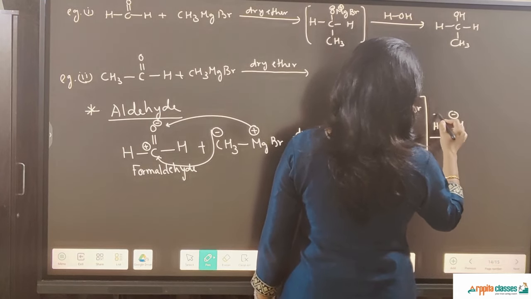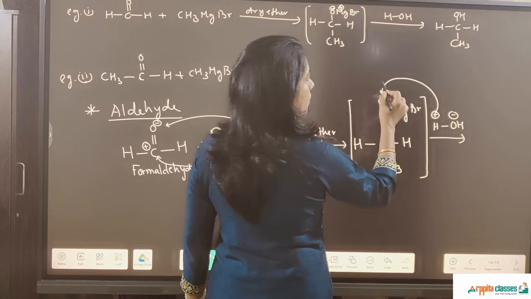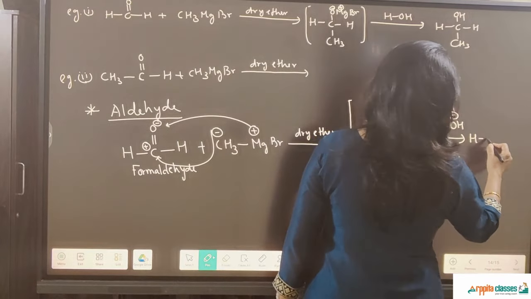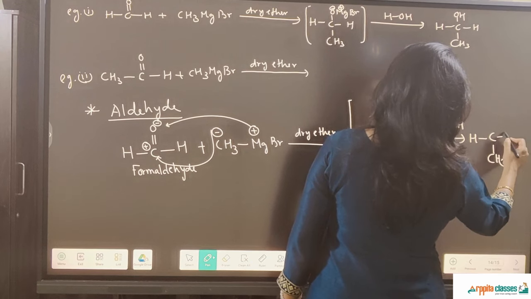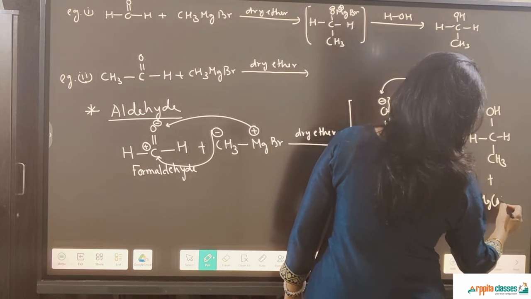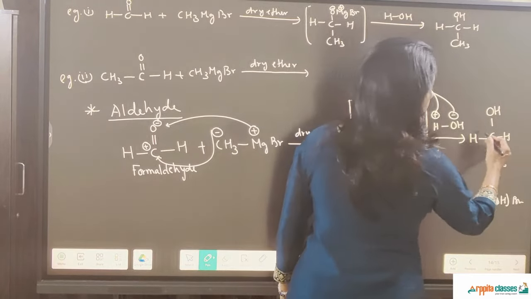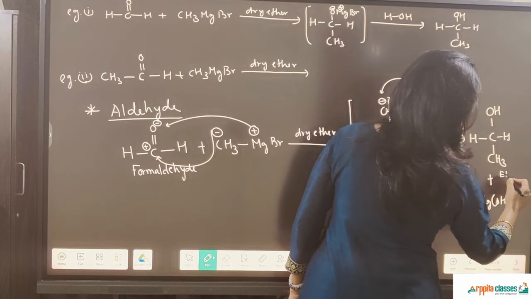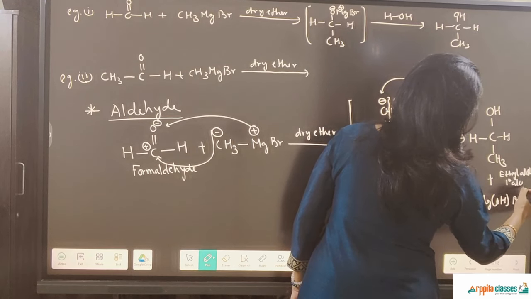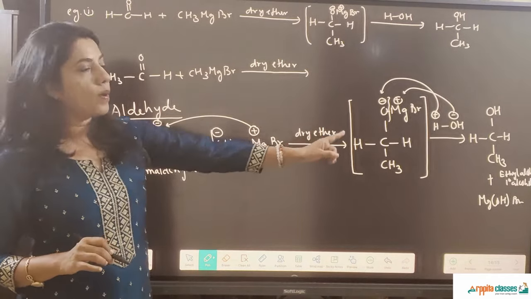So this is minus and this is plus again. The bond between OMg will be broken. The plus will come to negative and the minus will come to positive. Okay, so finally we will be getting H2C, CH3, OH. O will get hydrogen and the other byproduct is MgOHBr. So this is my product and you can see this is a 1 degree alcohol. This is called ethyl alcohol, which is nothing but 1 degree alcohol. So in aldehyde, if we are using formaldehyde, we are getting 1 degree alcohol.